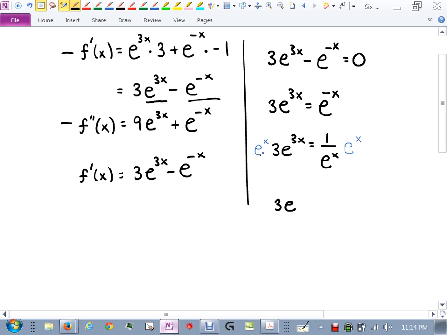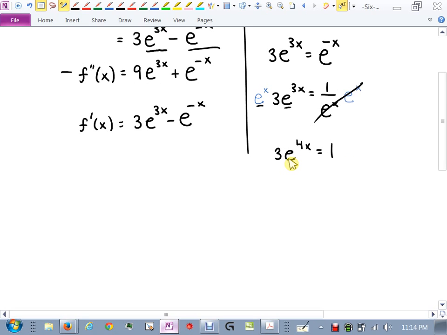If I do that, I get 3e to the, now if I have the same base e and I multiply them together, I'm going to add the exponent, so x plus 3x is 4x. Then on the right side, I get 1, because they cancel. So now I'm going to divide both sides by 3. E to the 4x has to be equal to 1/3.